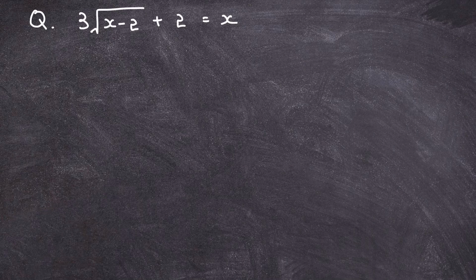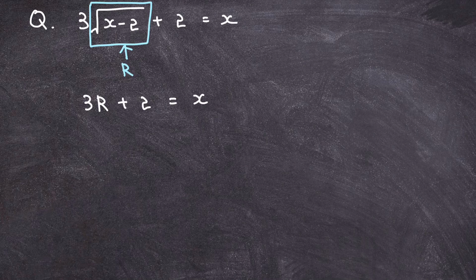Now, what I mean by treating a radical like a variable is if you see a radical expression like this with x inside, what I recommend you to do is to replace this radical expression with a variable of your choice. I'm going to call this a capital R and solve for r. Now I can rewrite this as 3r plus 2 is equal to x, and instead of solving for x at this point, I'm going to solve for r. Okay, so let's solve for r.